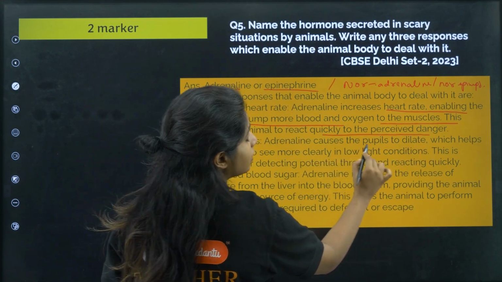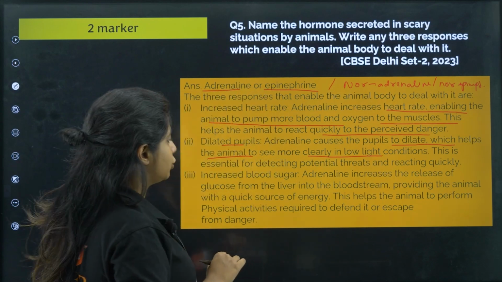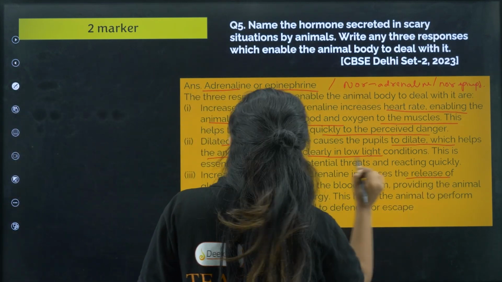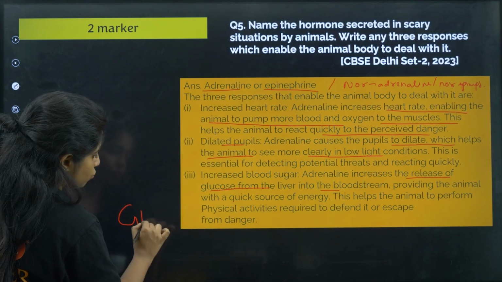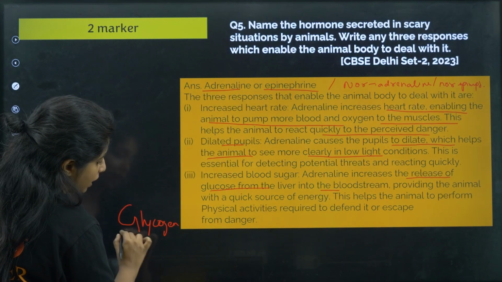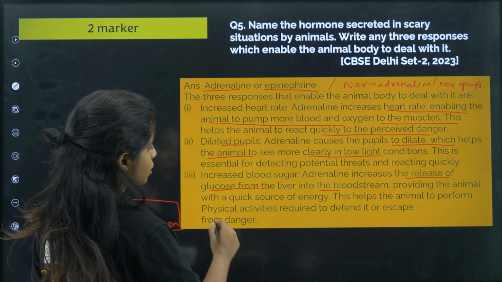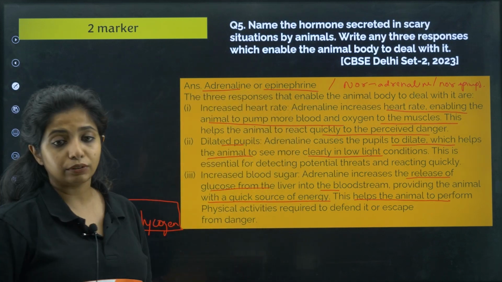Next, dilated pupils. Adrenaline causes pupils to dilate, which helps the animals to see more clearly in low light conditions as well. Increased blood sugar. Yeah, this is also one thing. Adrenaline increases the release of glucose from the liver, because the liver has the glucose stored in the form of glycogen. So now this glycogen can be broken down into glucose back, because we need energy also, right? With a quick source of energy, this helps the animal to perform the physical activities required.